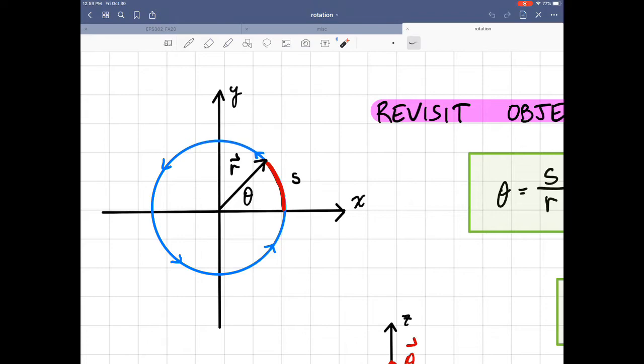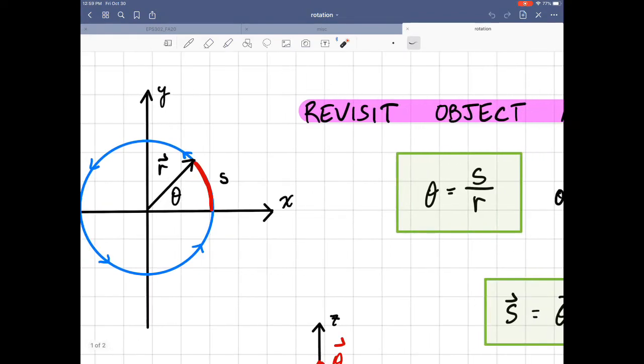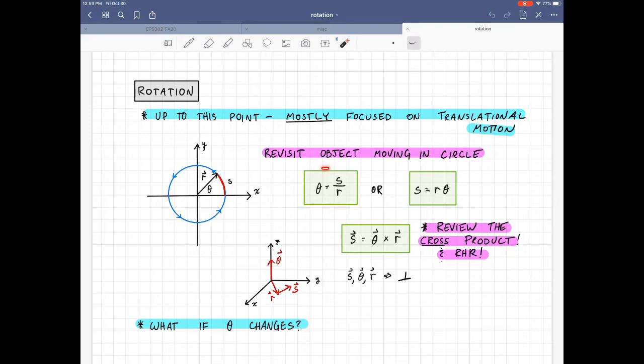We are going to start to think about those quantities as opposed to our x, y and z variables. First thing to notice is that the variable theta, the angle here, is related to the radius of the circle and the arc length. This relationship right here, theta equals s over r, and then you can rearrange that and say that s is equal to r times theta.